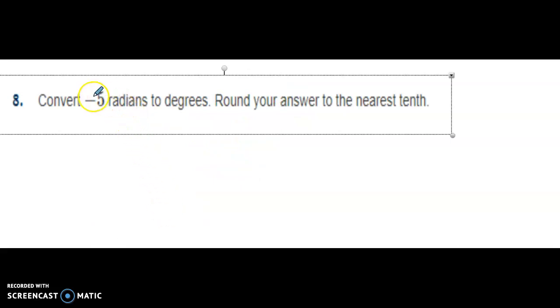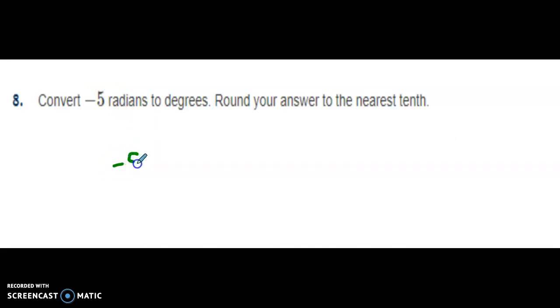Same thing here. This one is negative 5 radians. Now, there's not a pi in the problem we're working, but it does tell us that it is radians. And also, it doesn't have a degree sign. So that's another way for you to know that it is in radians already.